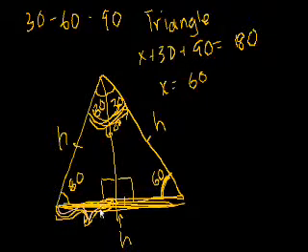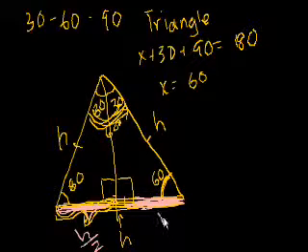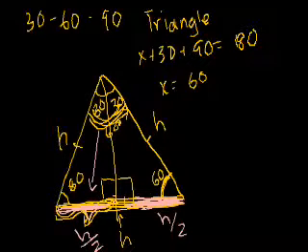Let me try another color. This is going to be half of that side, right? Because that's h over 2. And then this is also h over 2, right over here. So if we go back to our original triangle, and we say that this is 30 degrees, and that this is the hypotenuse, because it's opposite the right angle, we know that the side opposite the 30-degree side is half of the hypotenuse.